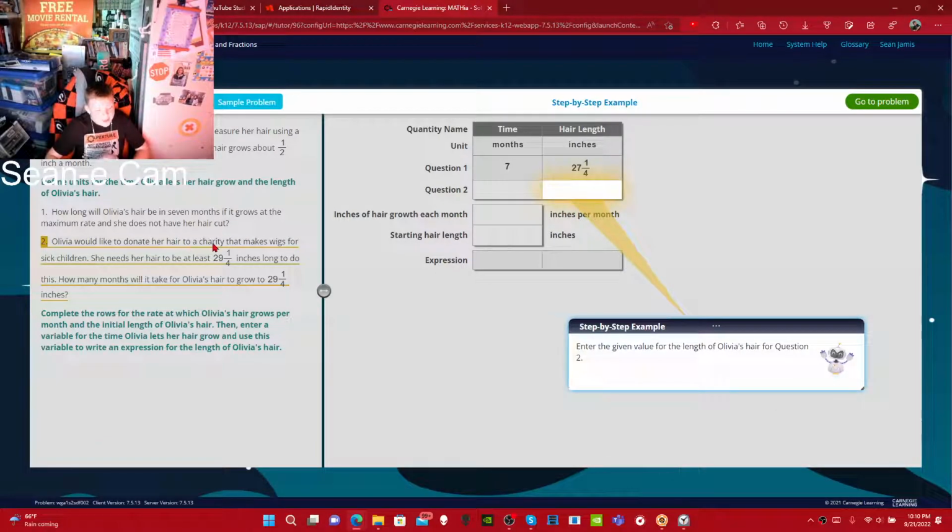Olivia would like to donate her hair to charity that makes wigs for sick children. She needs her hair to be at least 29 1/4 inches long to do this. How many months will it take Olivia to grow her hair? So for Olivia's hair to grow to 29 1/4 inches. Okay. And so.